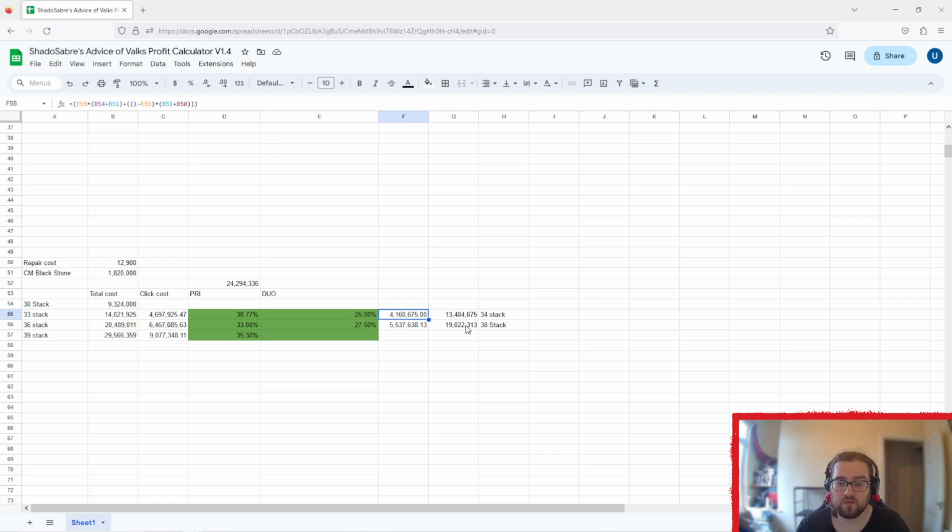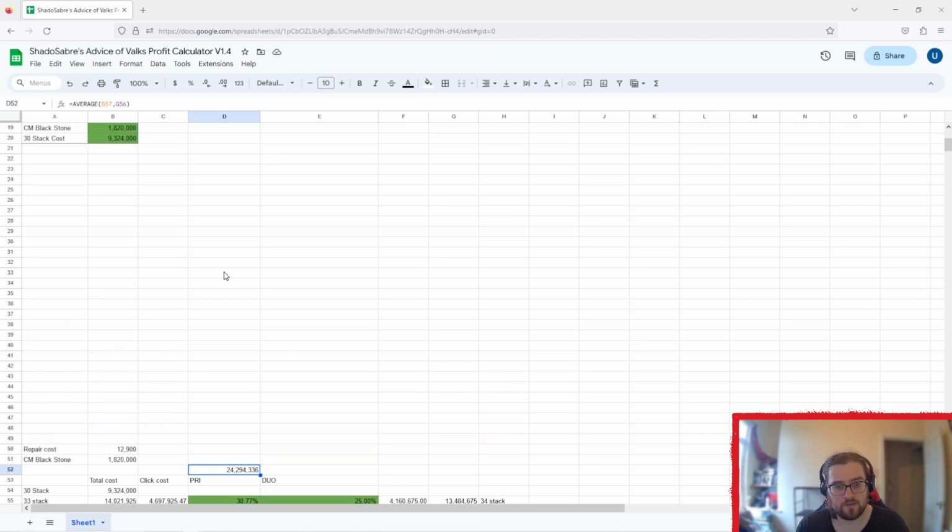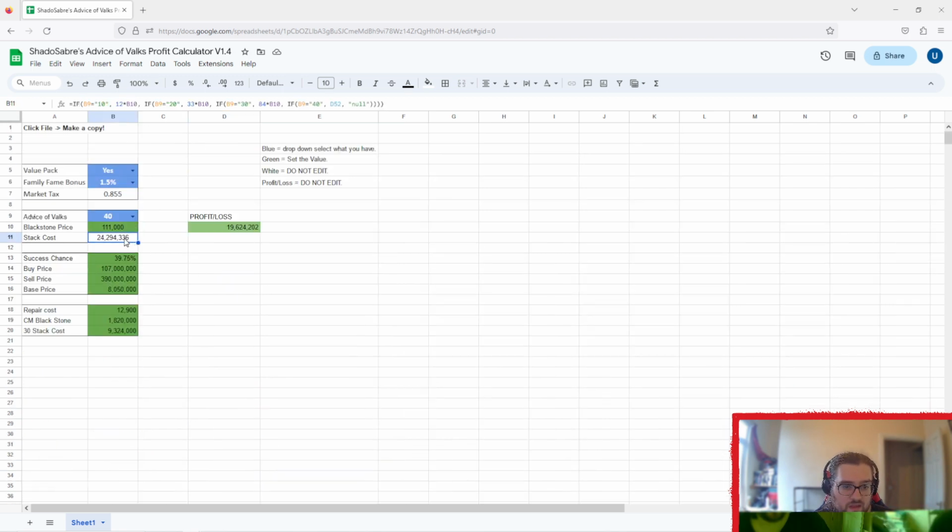So what we do is we say, right, it's 19 million for a 38 stack, it's 29 million and a half for a 39 stack. So what's the average between those two? So we just put in those two and average them. Basically, you add them together, divide by two. Halfway between is 24.294 million. So that is the cost of your fail stack.